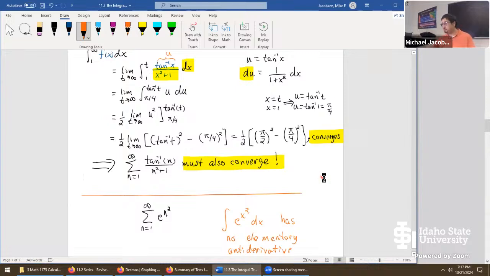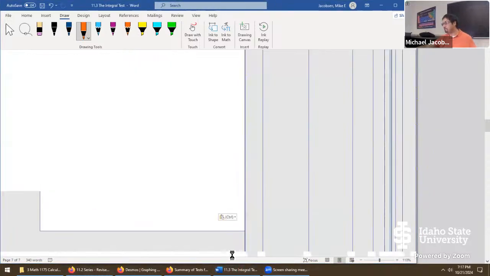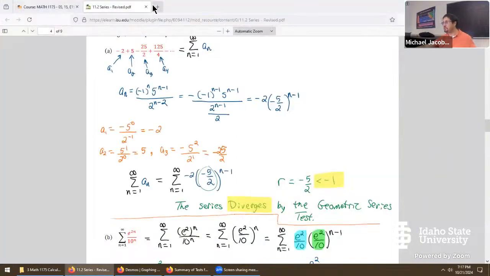Okay, well, let's save this up. And next we're going to go to those comparison tests, section 11.4. It's always kind of amazing how much Word struggles to open and close these things.